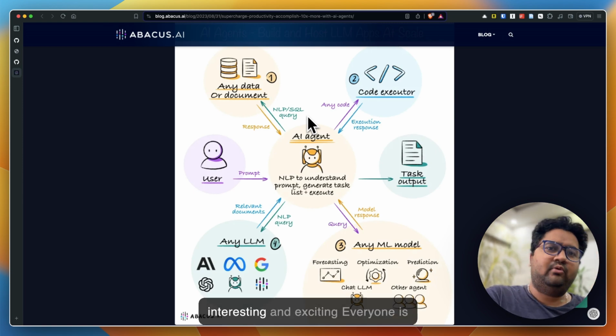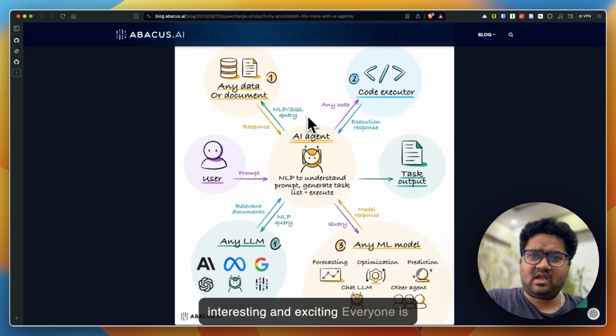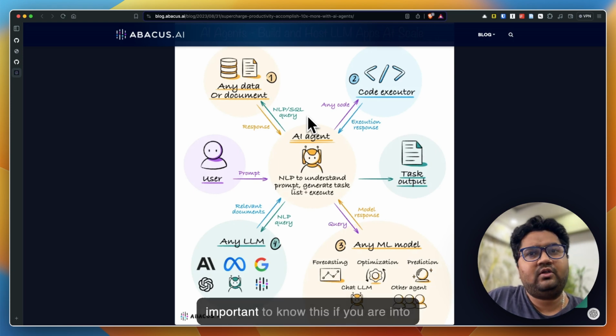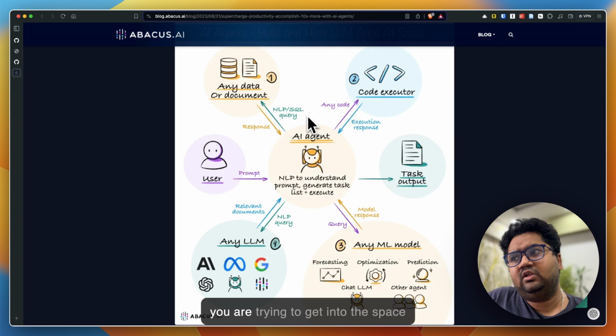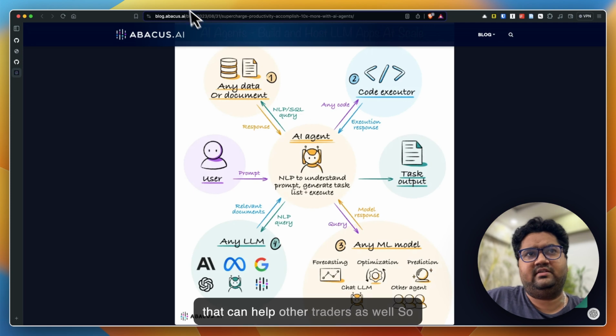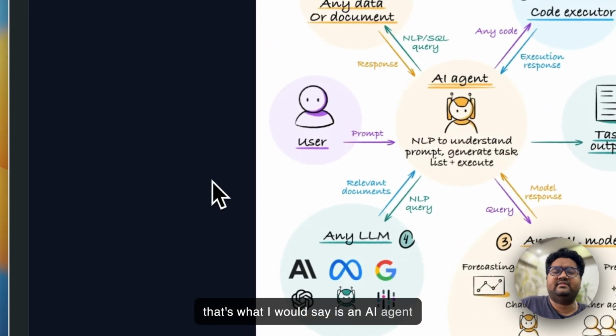बहुत interesting है, बहुत exciting है. सब लोग इसके पीछे भाग रहे हैं. तो आपको भी भागना चाहिए, ऐसा नहीं है. But it is important to know this if you are into building these kinds of systems, and if you're trying to get into this space for using it for trading or stock market analysis, or you're building platforms that can help other traders as well. So that's what I would say is an AI agent.